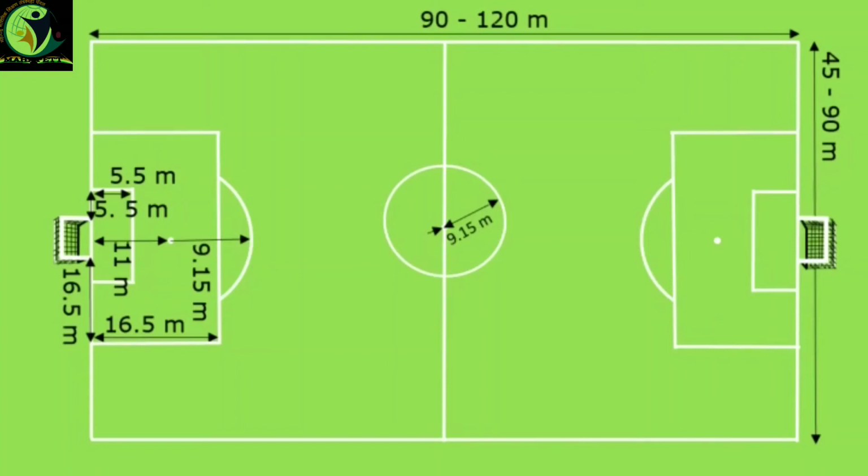Then there are a few other points or marks which are not compulsory, or we can say which are optional marks. You can also see the four corners, which are said to be the flag posts. The arc is drawn in the playing area from the flag post at a 1.5 meter radius. There are four flag posts or four corners to the field.